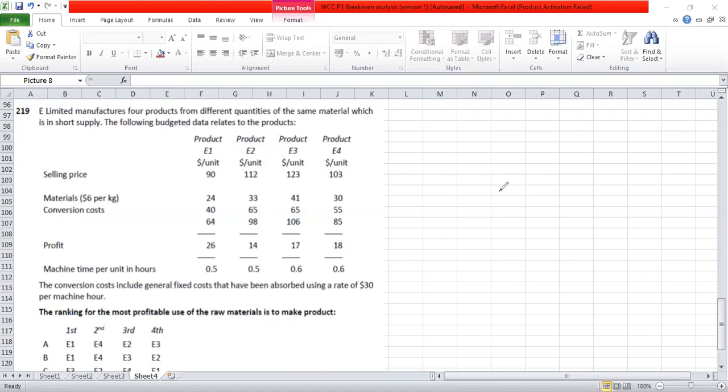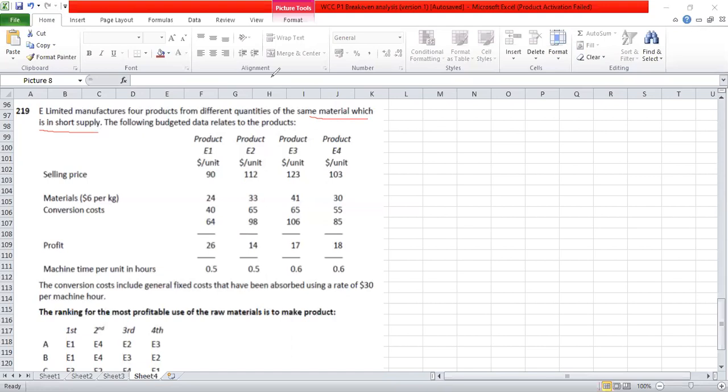The ranking for the most profitable use of the raw materials is to make product. What is the constraint? Define the constraint first. Material which is in short supply. So the constraint is about material. Only one constraint is there. So this is not linear programming, but this is key factor analysis. When there is only one constraint, we call that as key factor analysis.